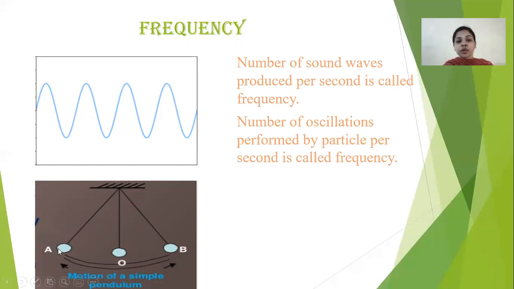In terms of oscillation, we can say that it is the number of oscillations performed by the oscillating body, meaning from A to B and again B to A. This is one oscillation. Again A to B and again B to A. This is another oscillation. So the number of oscillations performed by the oscillating body or by the particle per second is called the frequency. Okay, the frequency in terms of the wave is the number of waves produced per second, or the number of oscillations performed by the particle or the oscillating body per second. Means in 1 second, how many cycles are traveled by the particle or how many oscillations performed by the particle is called its frequency.